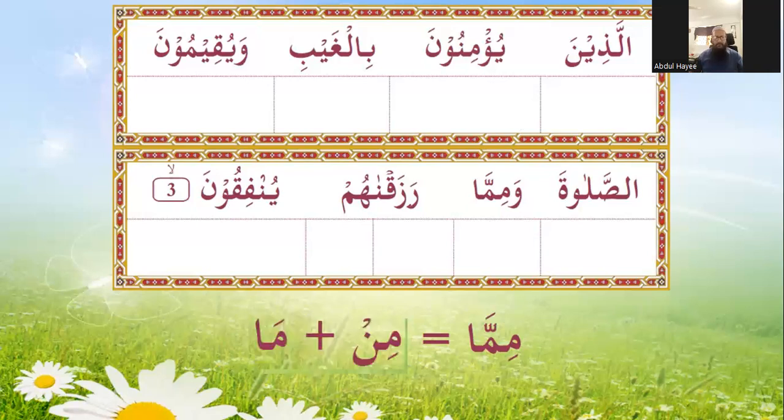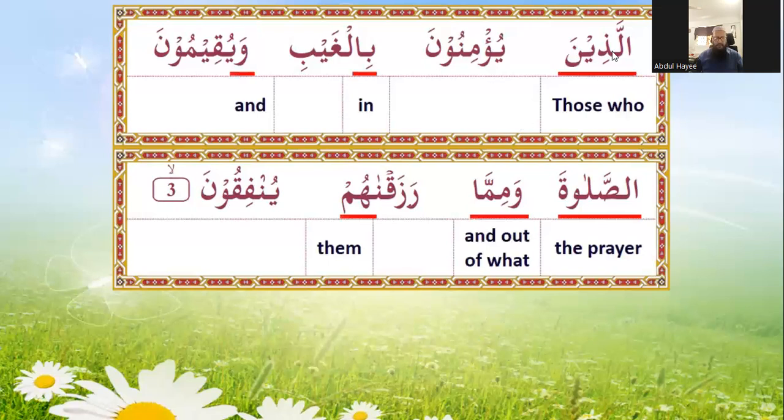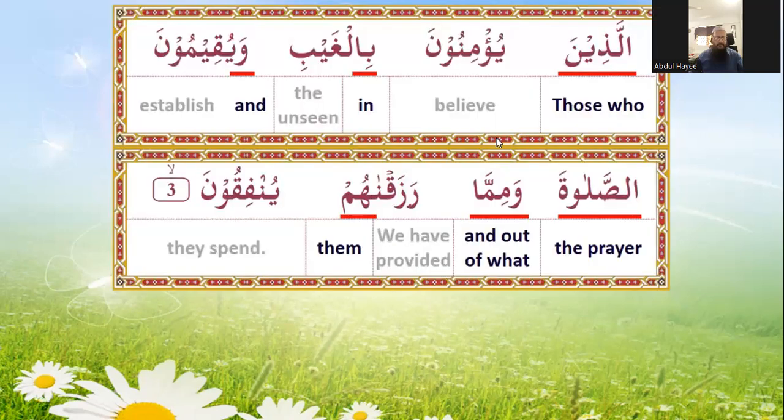Let's see what part we knew in this. We knew the meaning of alladhina, bi, wa, as-salat, wa, mimma, and that. That means how many? Six. How many didn't we know? Yu'minuna, yuqimuna, yunfiqun. That's only three. These are the three whose meaning we did not know.